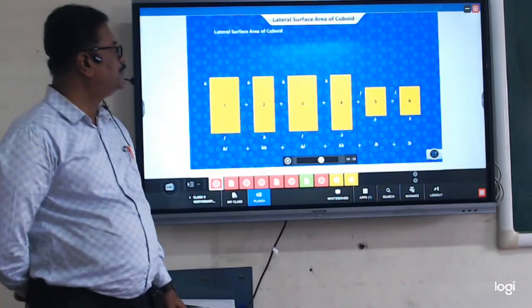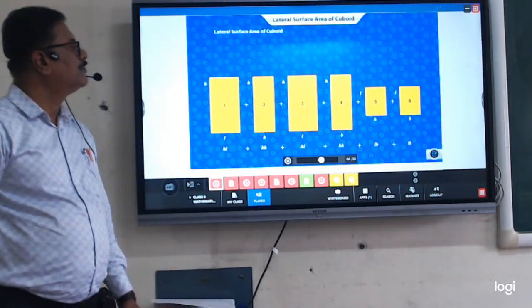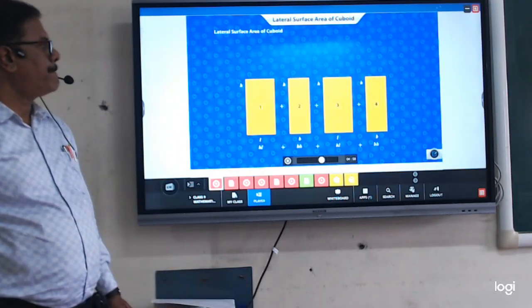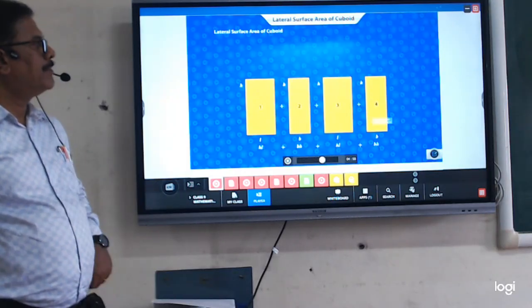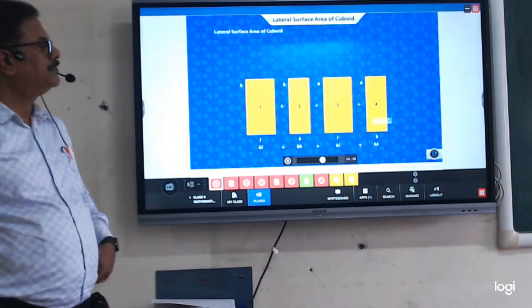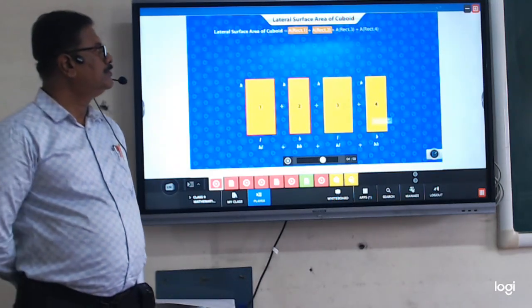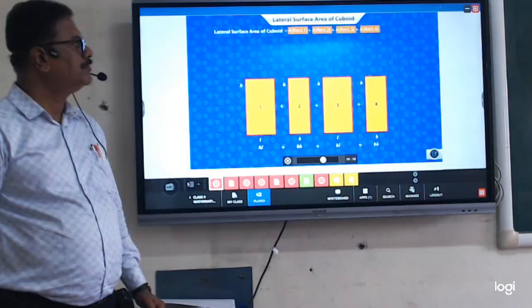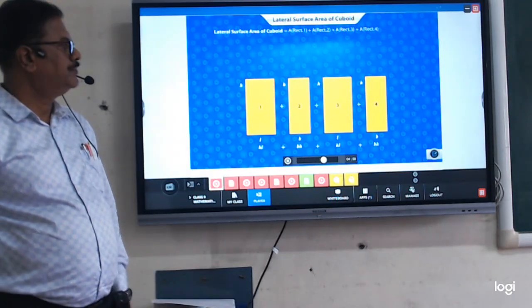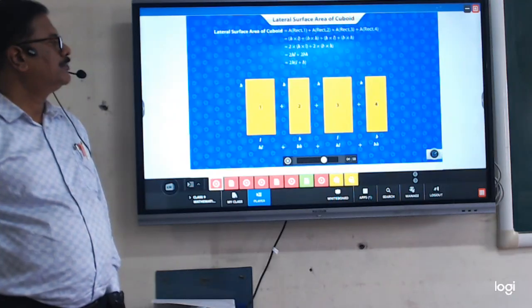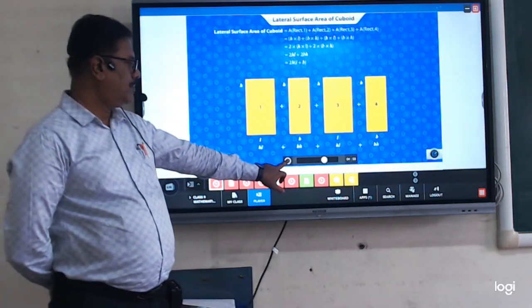To find the lateral surface area of a cuboid, we need to add all the areas of the rectangles that form the lateral faces of the cuboid. In other words, we have the areas of rectangles 1, 2, 3, and 4. On substituting the values and simplifying further, we get the formula for the lateral surface area of a cuboid.